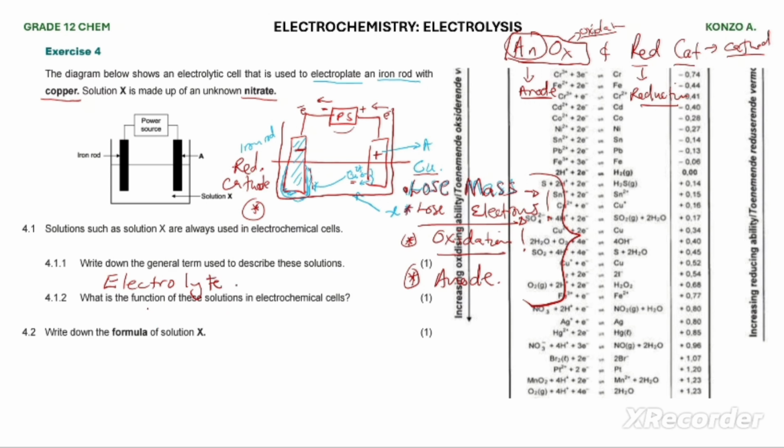So that's easy. What is the function of this solution? What is the function of these solutions in electrochemical cells? Well, that should be easy again. These conduct electricity, or we can talk about allowing the flow of what? Of charge. Allow charges to flow, which is exactly what we mean by electricity conduction there.